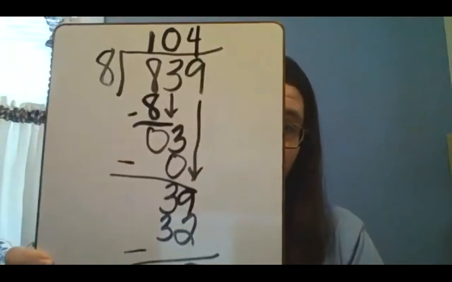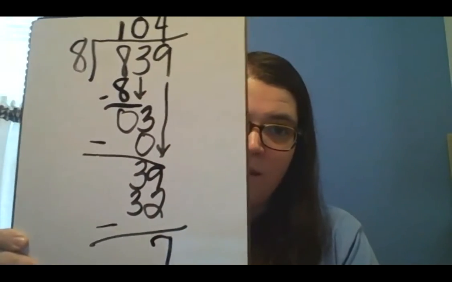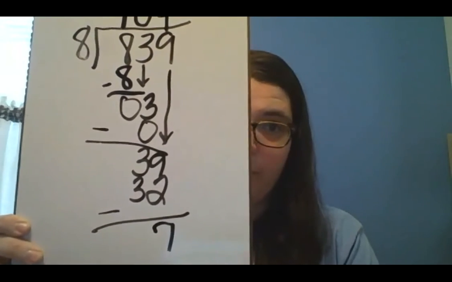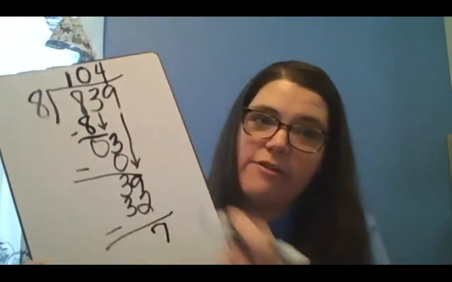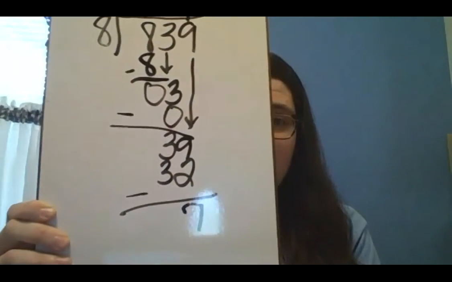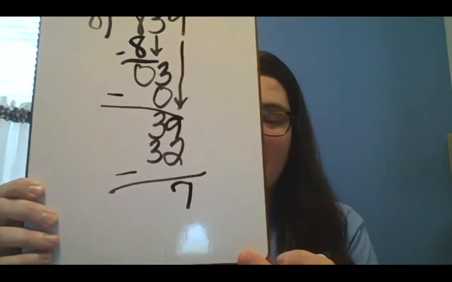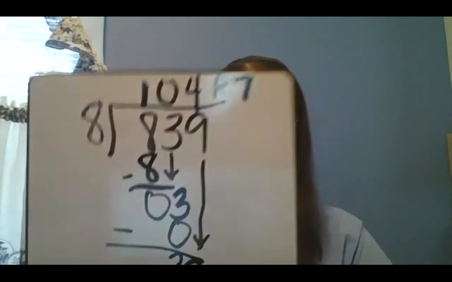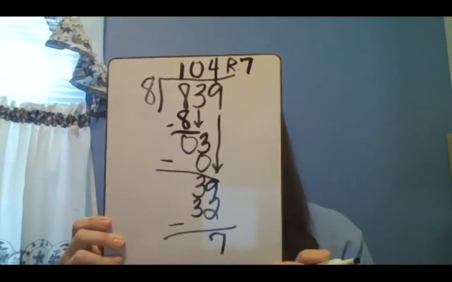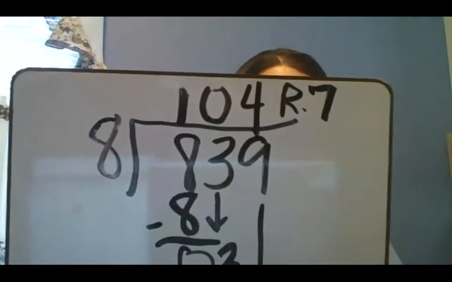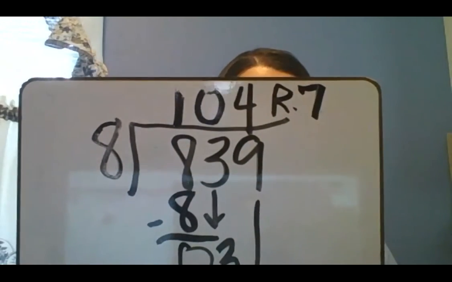So now we know we cannot get anything else out of this problem. We cannot get 8 out of our 7 here, and we have nothing else to bring down. So 7 is going to be our remainder. So we're just going to put our R up here for remainder and 7. So your total answer for 839 divided by 8 is 104 remainder 7.